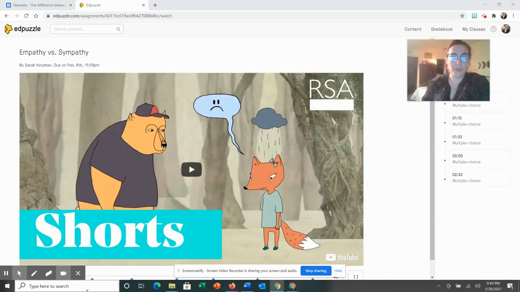Good morning. So, we are looking at the difference between empathy and sympathy. Often these terms are used interchangeably, and this is a bit problematic. What today's lesson is focusing on is how we can make sure that we understand the difference between these two terms and that we don't use them interchangeably, because they are very different.